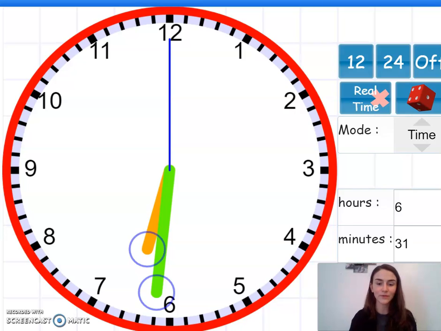All right, guys, let's go over this one together. Our hour hand is between the 6 and the 7. It's not at the 7 yet, so it has to be 6 something. So it is 6. Let's figure out where our minute hand is. So we know that the 6, if we go straight down, that's 30, right? 5, 10, 15, 20, 25, 30. We have 1 tick past the 30, so that's 31. So it is 6:31 on this clock.